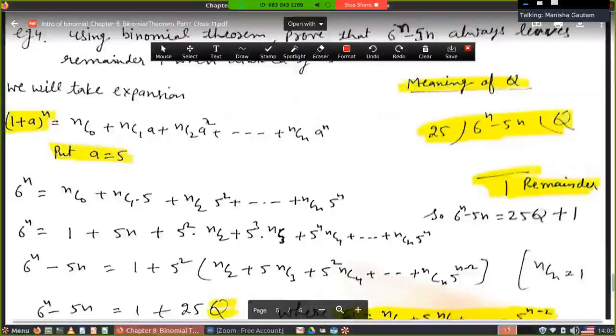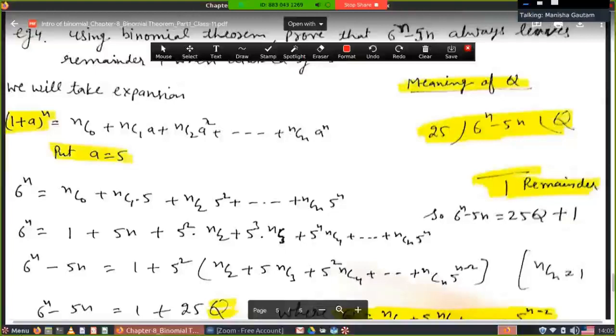Now if you want 6 to the power n, what you have to put here at the place of a? You have to put a is equal to 5. Now put a is equal to 5 in the expansion. You are getting on the left side 6 to the power n, NC0 plus NC1 into 5, NC2 into 5 square, and up to NCn into 5 to the power n. Now the second aspect is what? You want 6 to the power n minus 5n.